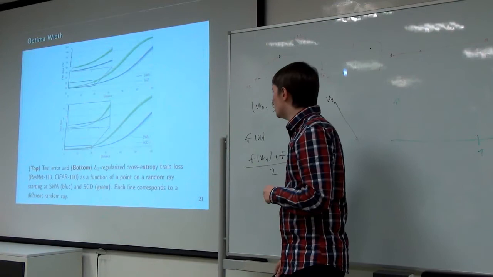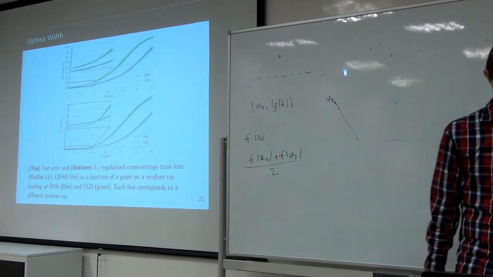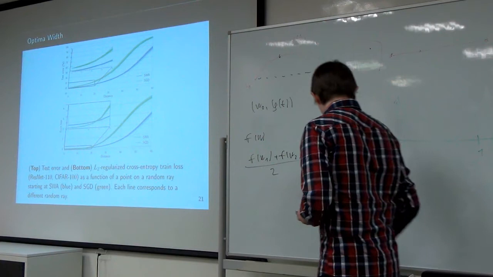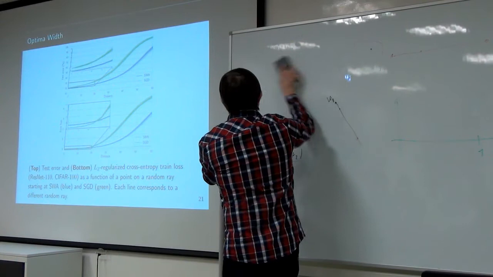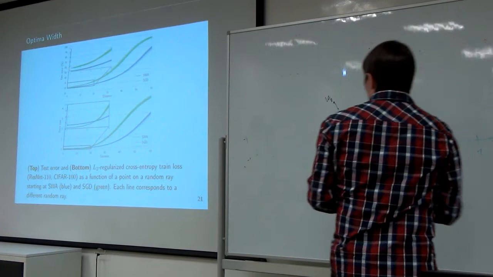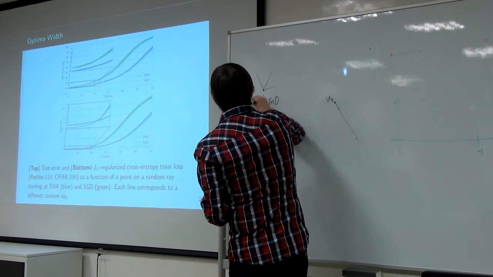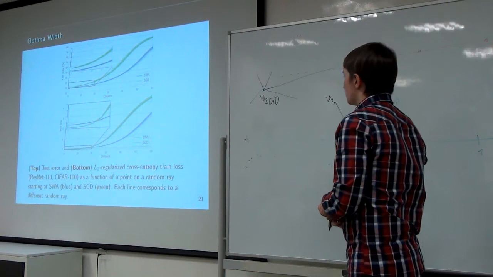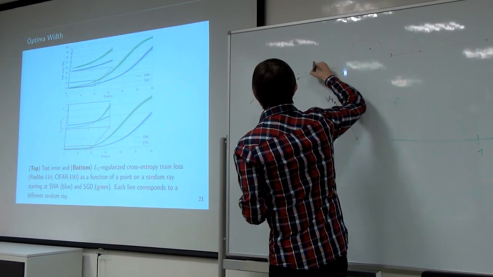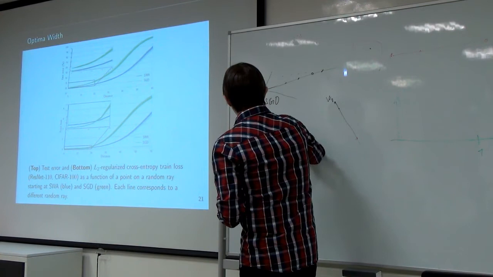But we decided to investigate the sharpness of the point obtained by our procedure with weight averaging. So here we made the following visualization. We took our point obtained with SGD, and we chose random directions and spanned rays in these directions. And on the plot you can see the train loss and the test error as a function of the point on these rays spanned in random directions. And we did the same thing for the point obtained with our procedure.